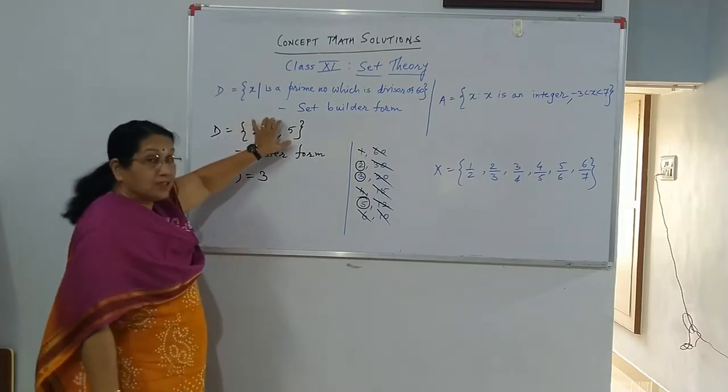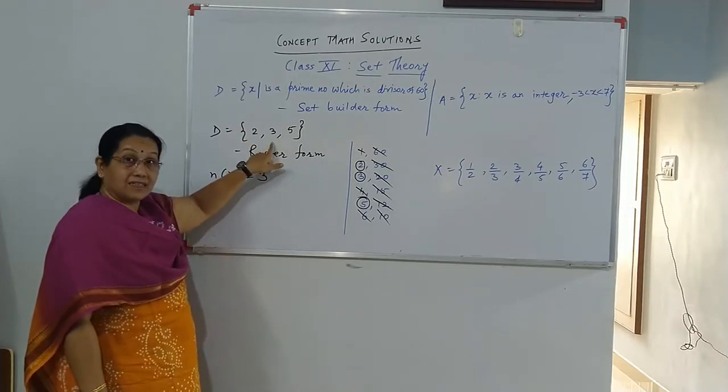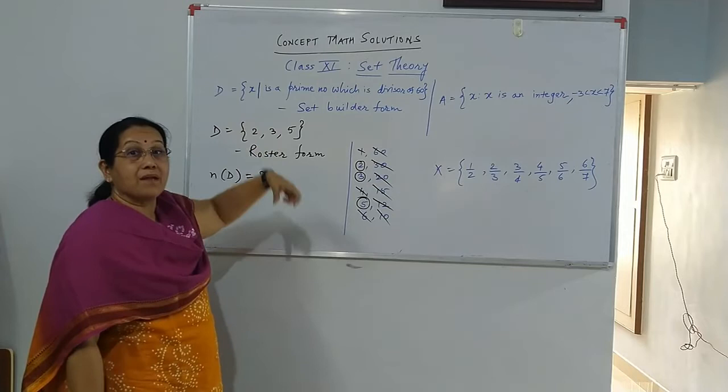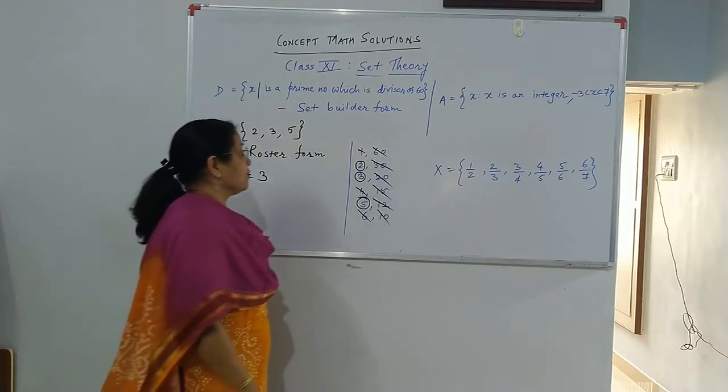These are the elements of the set. This set has 3 elements. This is a finite set. It contains the prime divisors of 60. Right? Let's go to that question now.